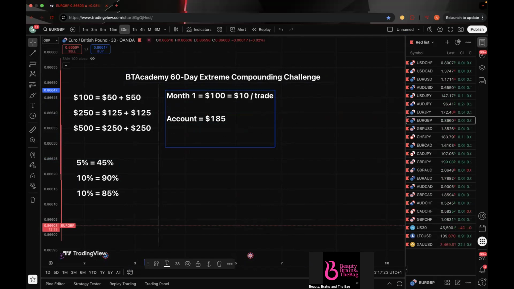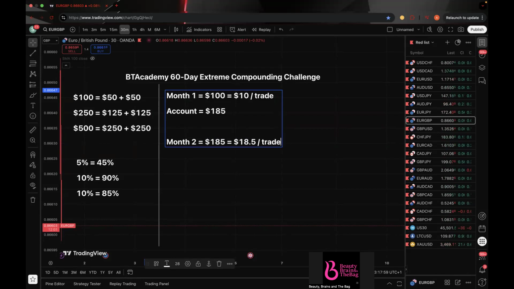So next month, which is month two, the 10% will be recalculated based on the account size at the start of the next month. So let's calculate that. 10% is going to be higher now. $18.5 per trade.